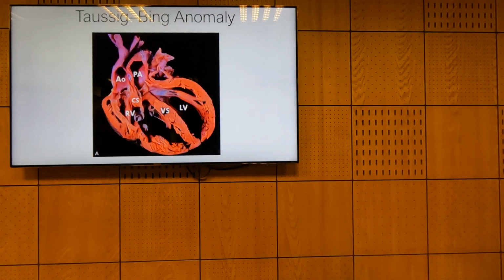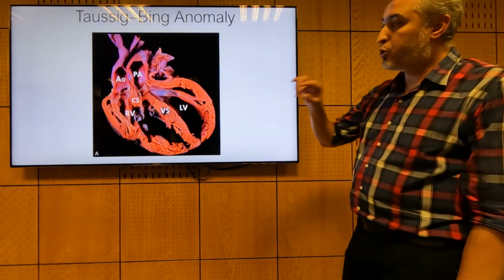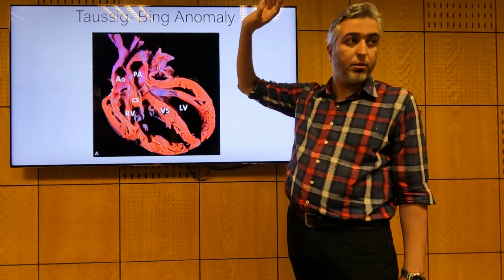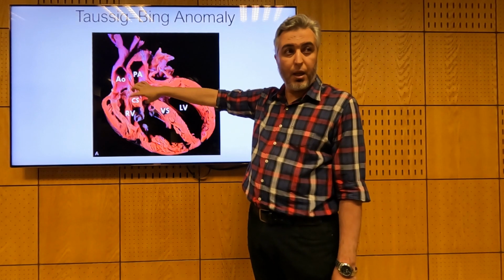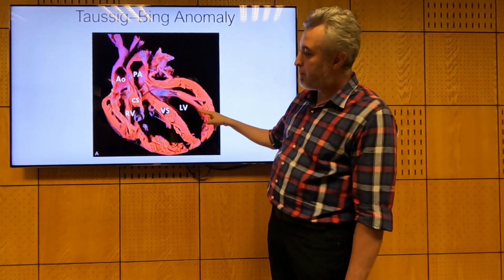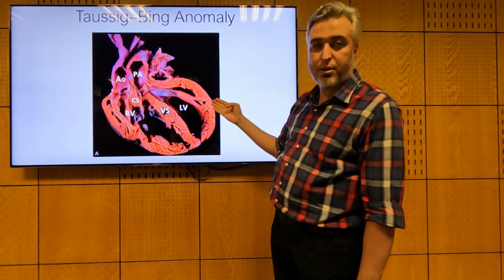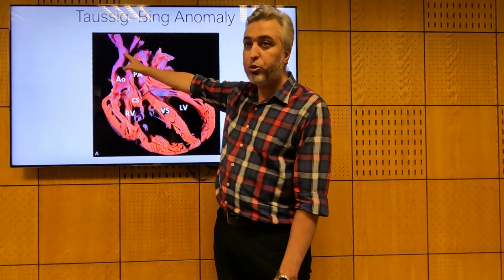This has a lot to do with the concept of streaming. Do you remember talking about the Taussig-Bing anomaly? Although these patients have a really big VSD, most of the oxygenated blood in the LV, by the effect of streaming, goes directly into the pulmonary artery.